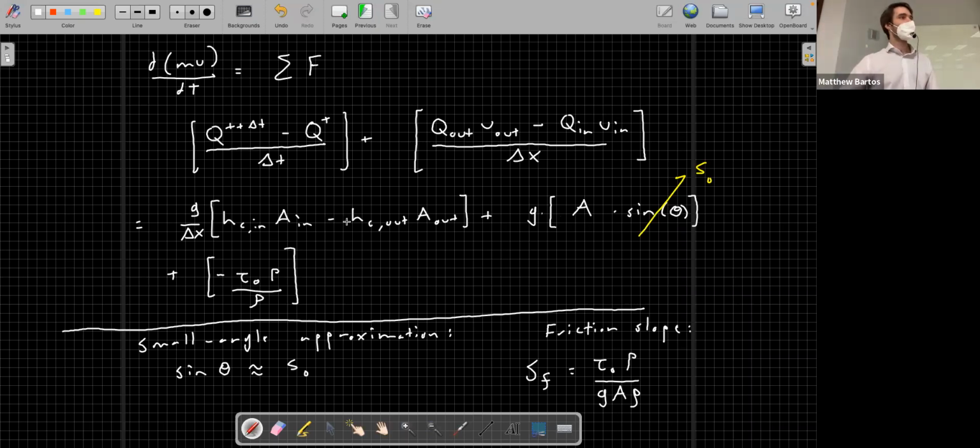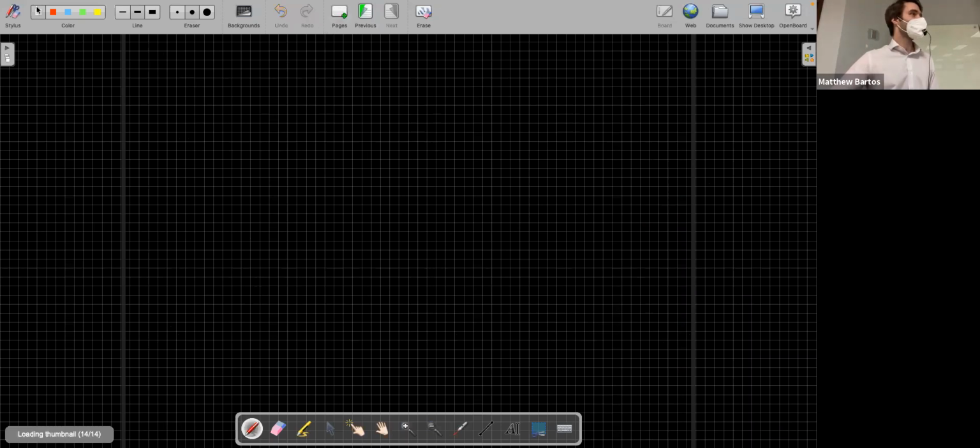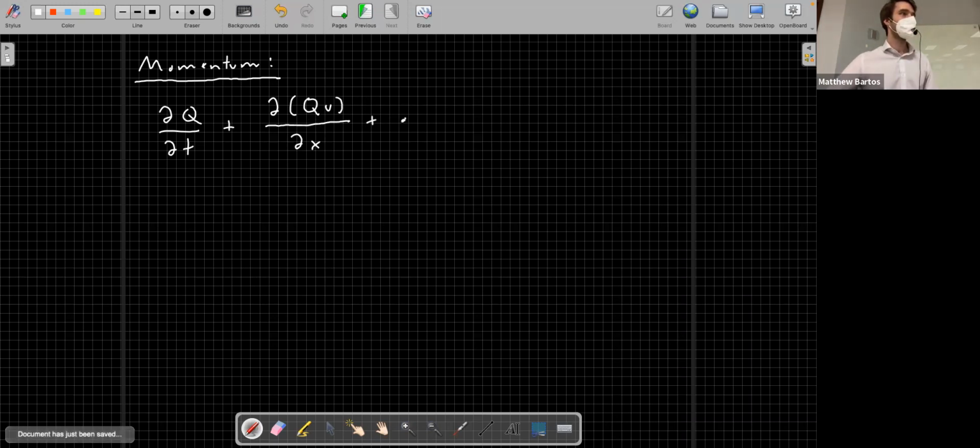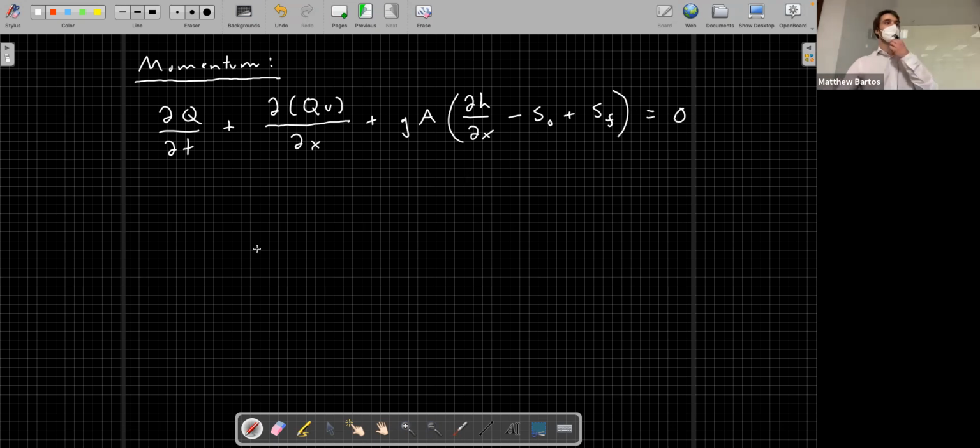Okay. And what happens when we apply these approximations and we do the same trick as before, we take the limit as delta t and delta x go to 0, we get the final form for the momentum equation. And what you will get is the following: dq by dt plus dqu by dx plus g times the cross-sectional area times dh dx minus the bottom slope plus the friction slope is equal to 0.